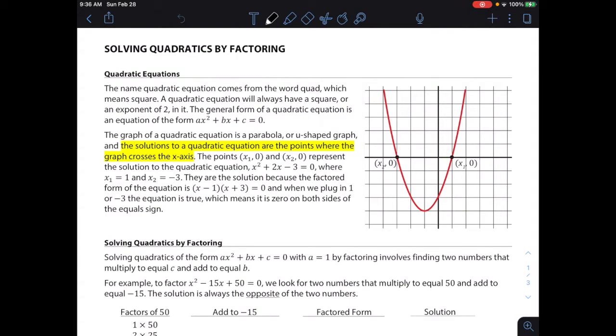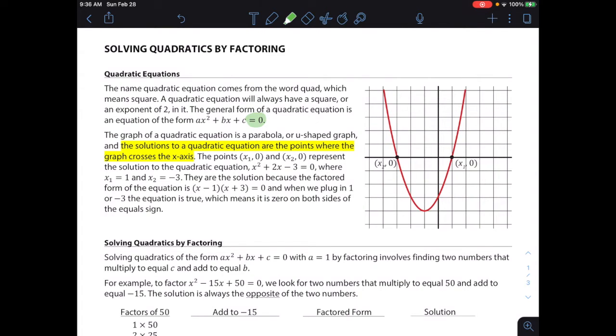So that's something really important that we need to remember, is that we're going to always have equal to 0. So that's why I highlighted it here. You might see some that aren't equal to 0, and you just have to make them equal to 0 by adding or subtracting whatever is on that right-hand side and ending up with a 0 there.